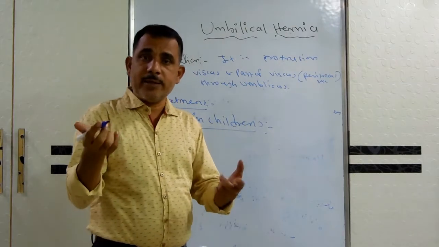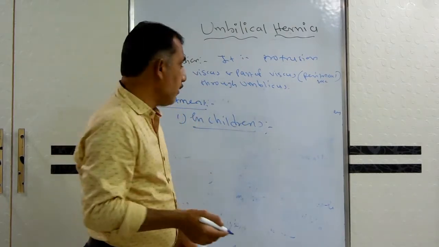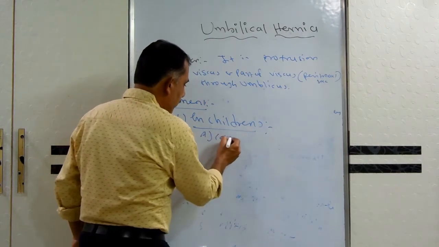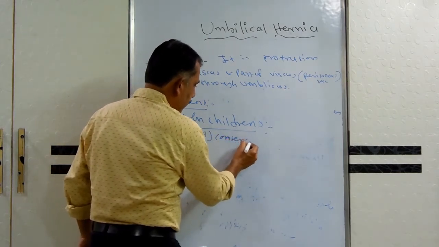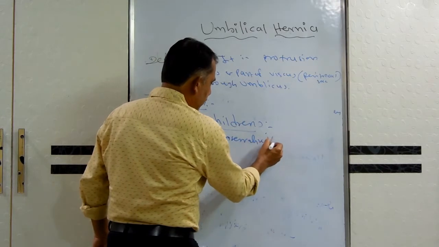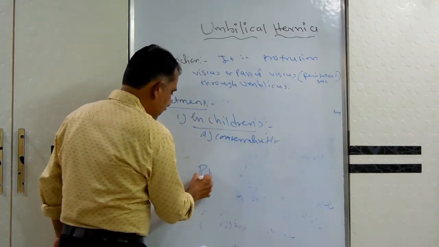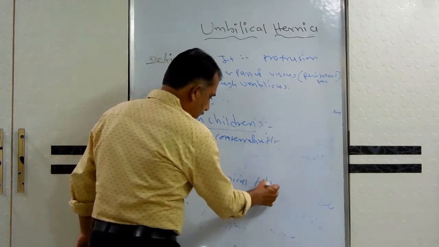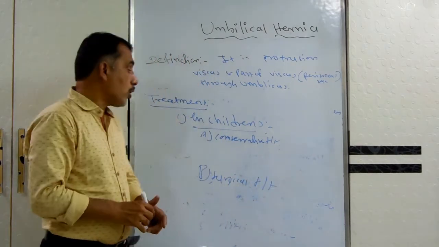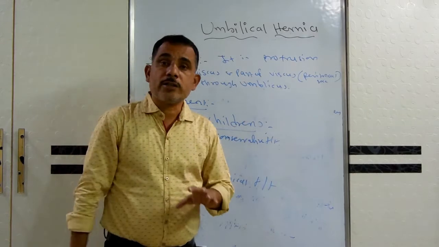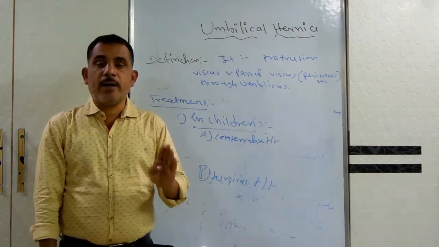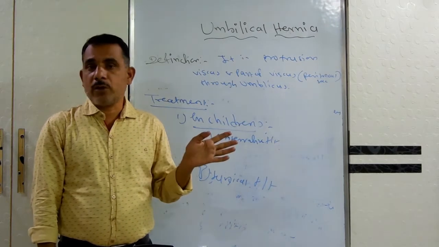But sometimes we need a treatment, where there are two types of treatment. One is conservative treatment and second is surgical treatment. The conservative treatment is indicated in those cases where the hernia is not complicated, a reducible hernia. Then you can go for the conservative treatment.